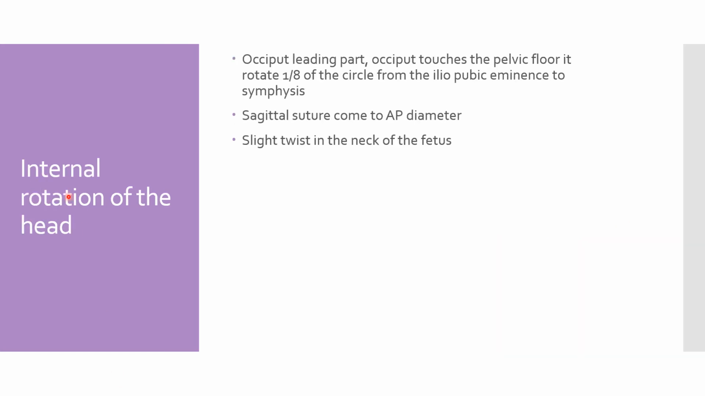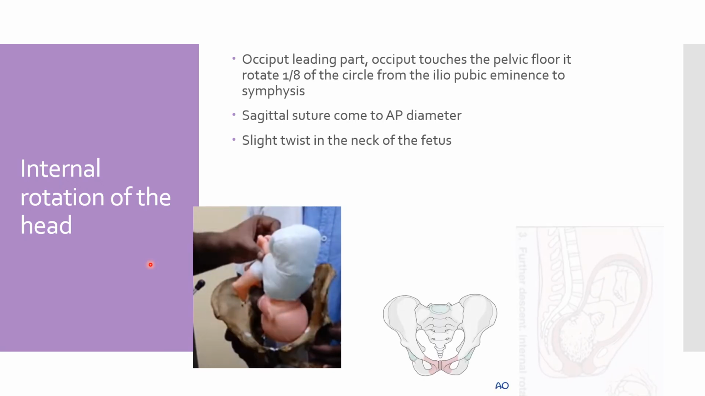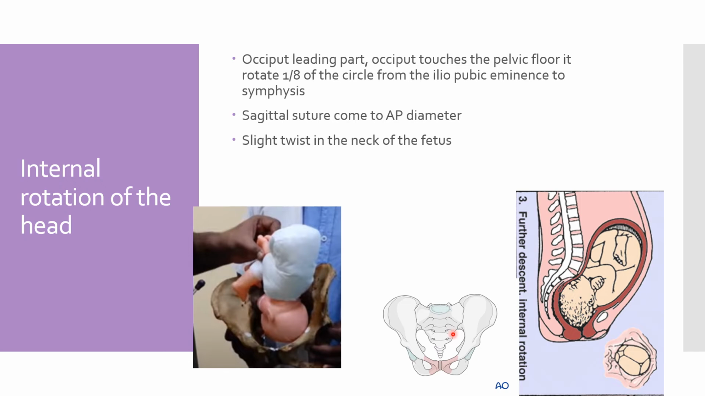the next one is internal rotation of the head. Once the head meets the resistance of the birth canal, see here, the pelvic floor muscles are there. Once the head meets this resistance, automatically the head moves from the iliopubic eminence to the symphysis pubis. Here the occiput, the leading part, rotates 1/8 of the circle from the iliopubic eminence to the symphysis pubis. So here a slight twist occurs in the fetal head.